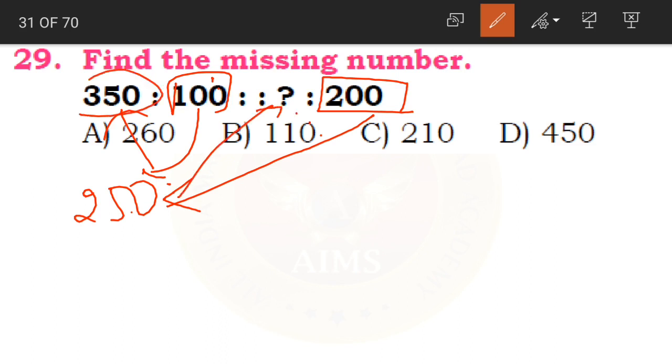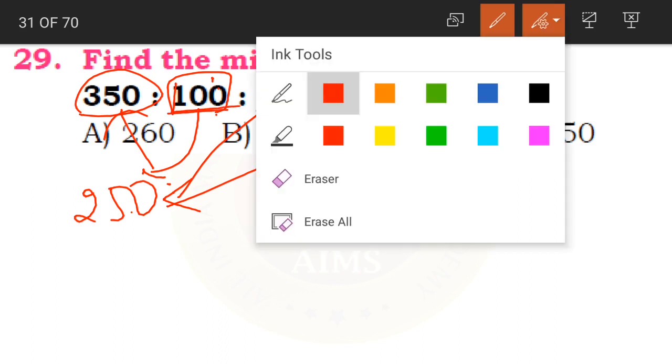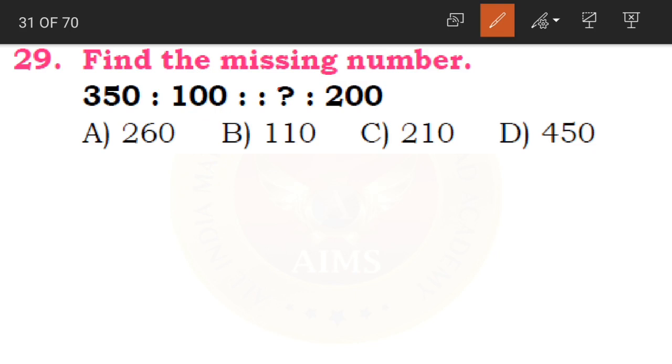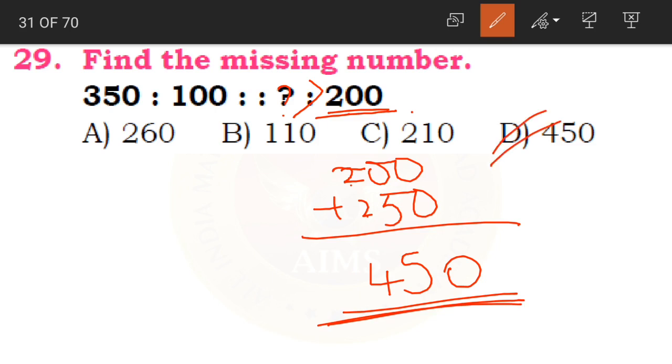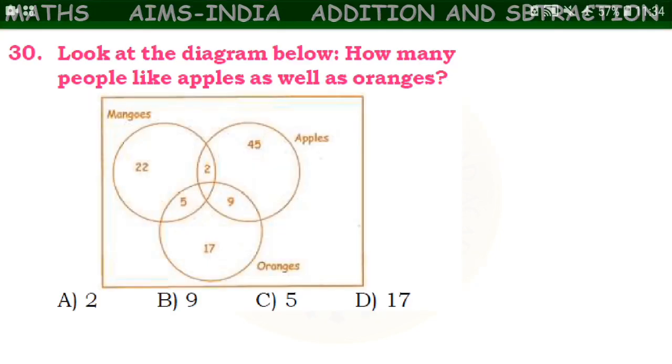So the number on the left is greater than the number on the right. So the number here on the left should be a greater number than the number on the right side. That means we need to add to it. Add how much? 250. 0 plus 0 0, 0 plus 5 5, 2 plus 2 is 4. Yes children, what is the correct answer? Option D, 450. I hope this is clear.